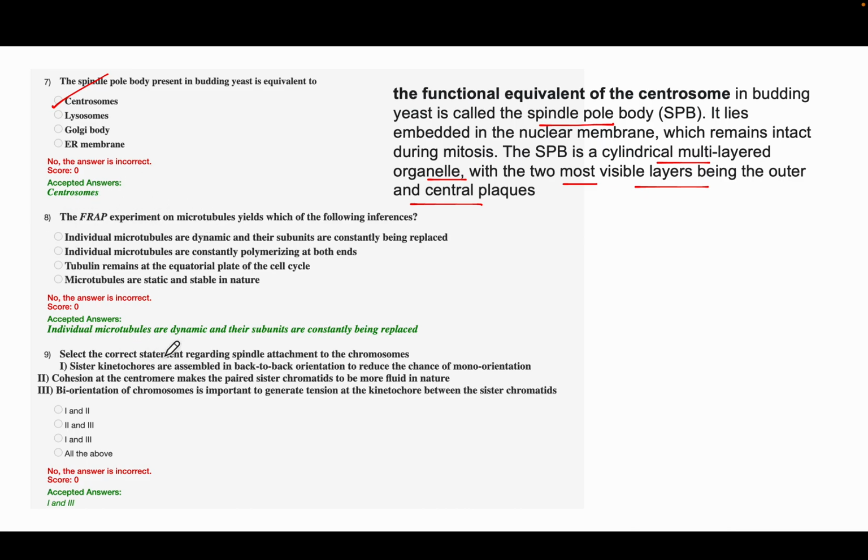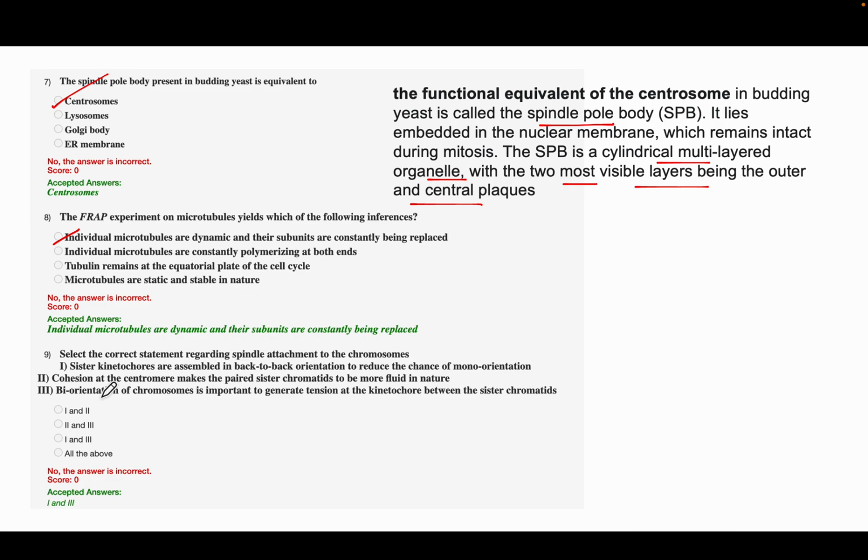In the class lecture you can see the FRAP experiment on the microtubule. It depicts that microtubules are very dynamic because tubulin proteins are going out and coming in and are constantly being replaced. So if you do some kind of FRAP experiment, you can see that they are very dynamic, going out and going in. So the answer will be that the FRAP experiment can give the result of dynamicity.